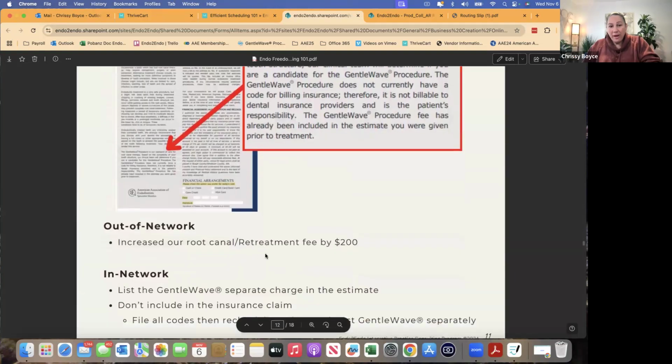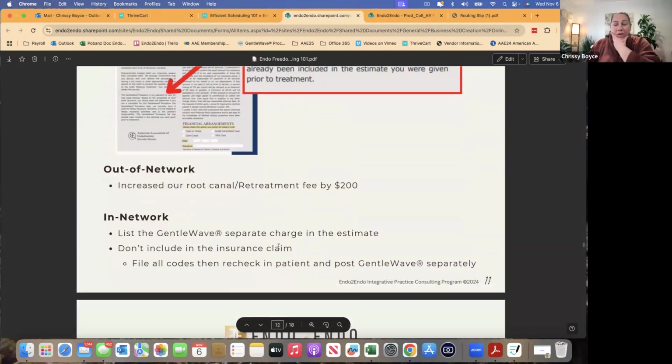Then we go over out of network. By the way, if it's out of network for the root canal and you don't have an estimation of what you think they're going to cover, what we do is we subtract $300 from the cost of our root canal. Then we estimate off of that amount. Then you add the $300 back in at the end.